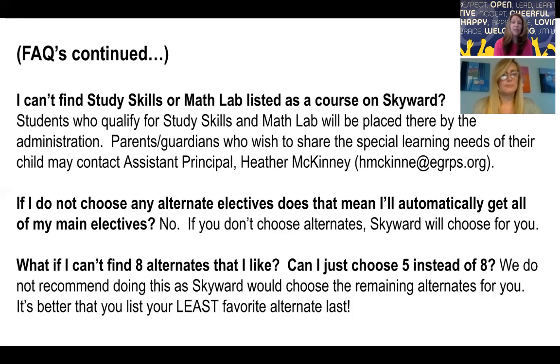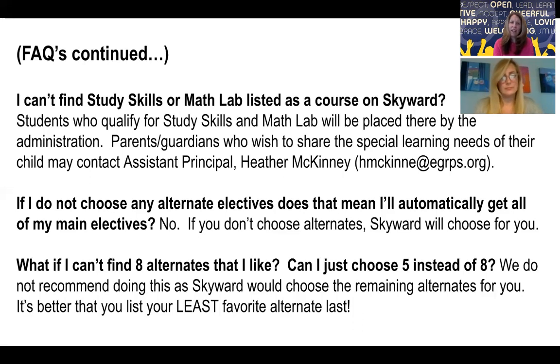If I do not choose any alternate electives, does that mean I'll automatically get all of my main electives? Ooh, that's tricky. Yep. So I've got some students that try to outsmart the system, and they think if they leave the alternates at 0 and they never choose anything, that they'll automatically force Skyward to choose the main electives that they wanted. I like that kind of line of thinking. You're thinking strategically. However, it's not going to work out that way. Skyward will just choose electives, alternates for you.